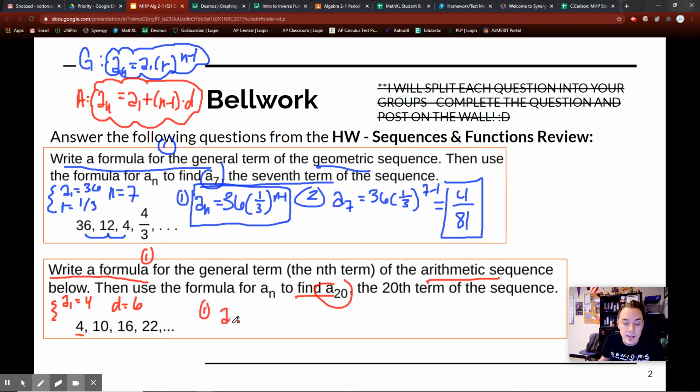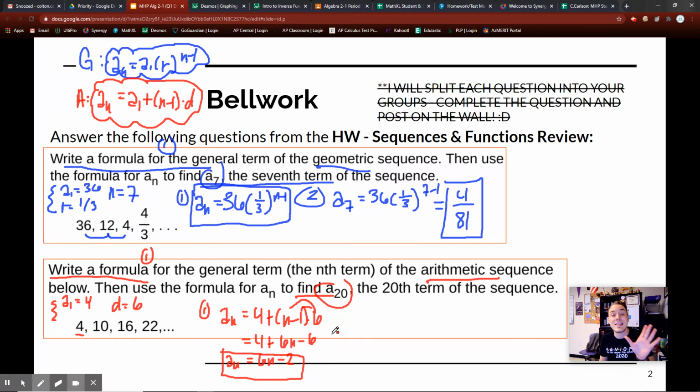I start plugging everything into my original formula, except for n, and so I get 4 plus n minus 1, and then times 6. Remember to distribute. So this is 4 plus 6n minus 6. What's my final answer? When I combine those like terms, those constants, I got 6n minus 2. So this is my general term formula, 6n minus 2. That's what Math Excel will want at the very beginning.